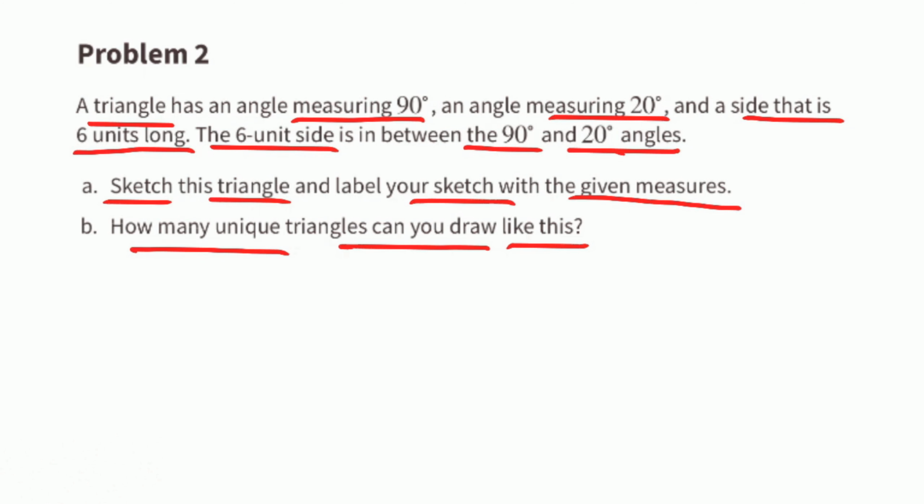B. How many unique triangles can you draw like this? You can draw only one unique triangle with these exact measures as long as the 6-unit side length is between the 90-degree angle and the 20-degree angle.